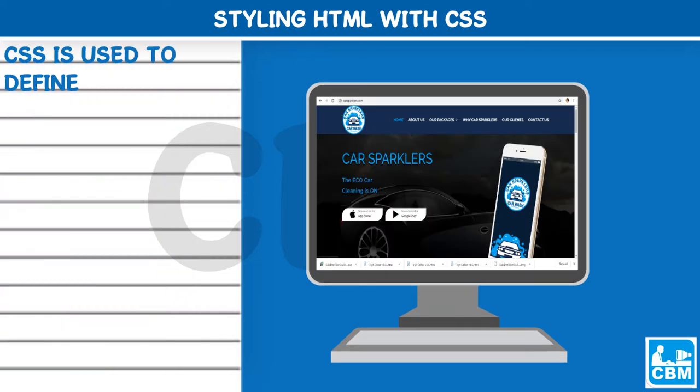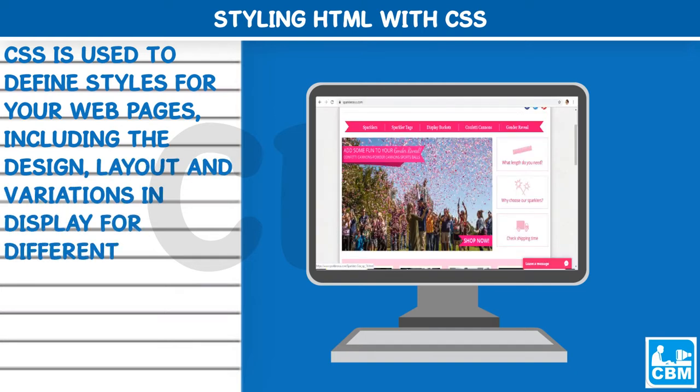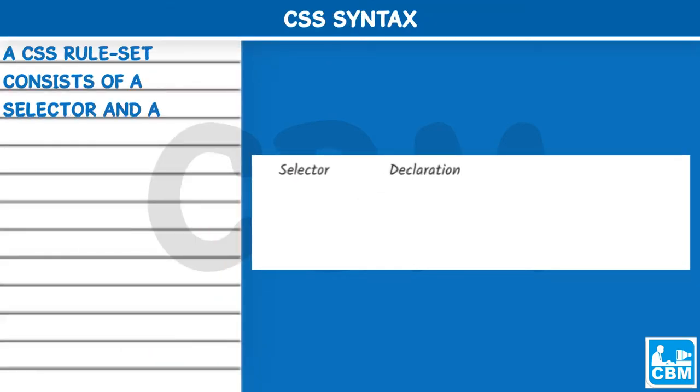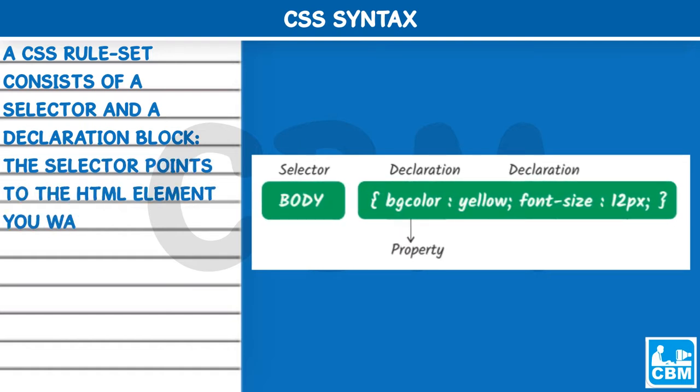CSS is used to define styles for your web pages, including the design, layout and variations in display for different devices and screen sizes. CSS Syntax. A CSS rule set consists of a selector and a declaration block. The selector points to the HTML element you want to style.